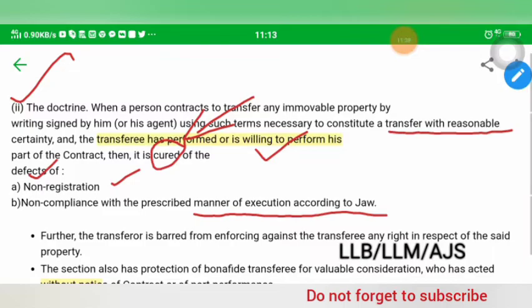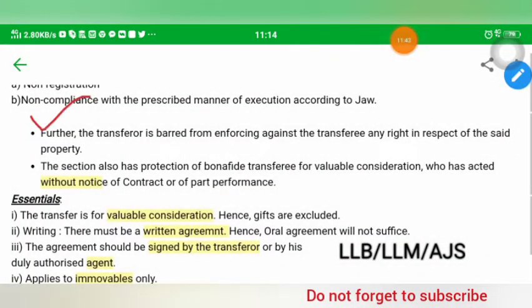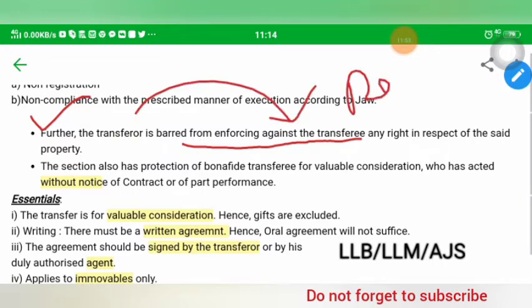Further, the transferor is barred from enforcing against the transferee any right in respect of the said property. So the transferor, for example, taking benefit of non-compliance with provisions of law or non-registration, cannot evict a transferee who has already performed or is at least willing to perform his part of performance. That's the same thing I'm saying again and again. It's a very easy and simple concept. If you understand, it's not very tough.